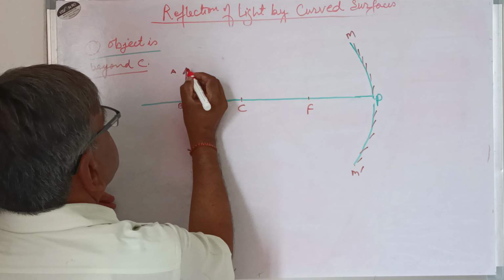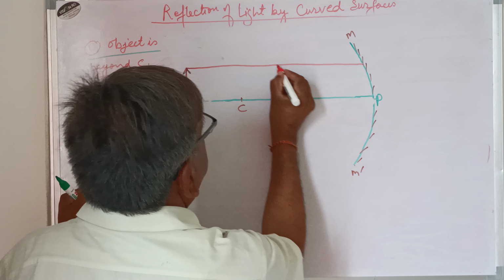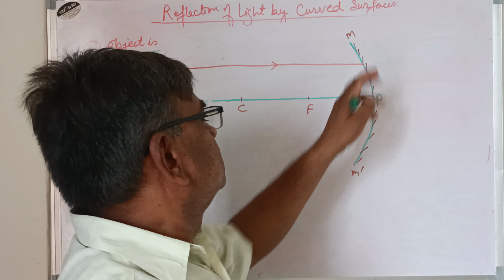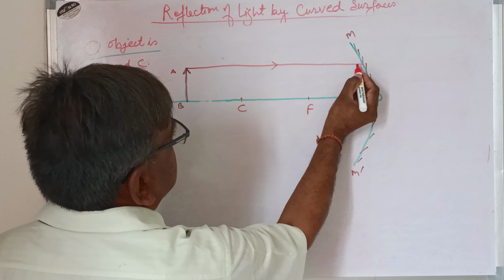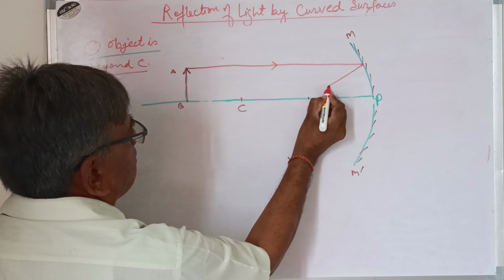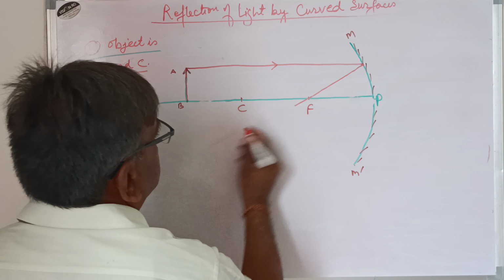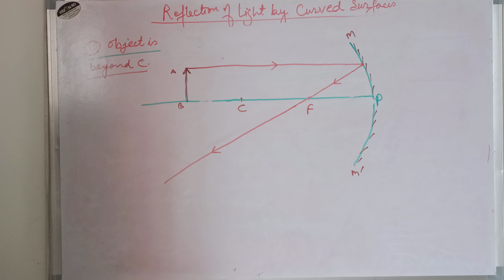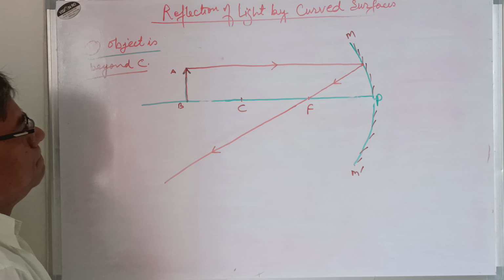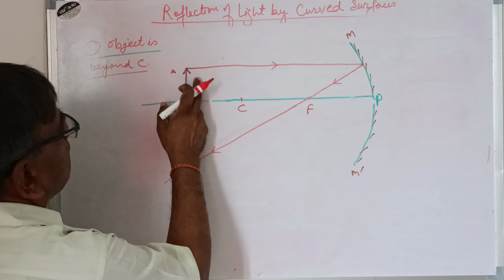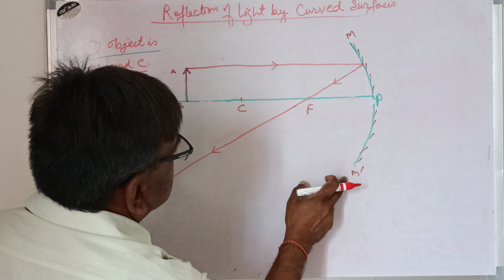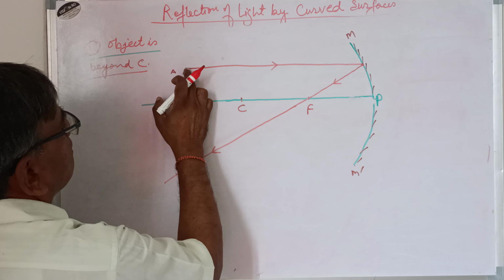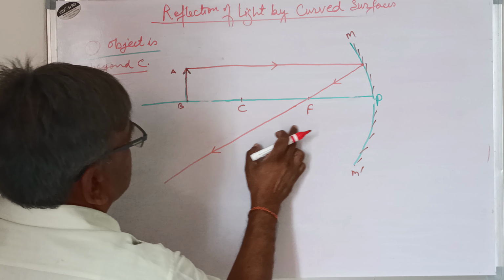Now start the ray, the incident ray from point A of the head of the object goes and strikes the mirror here. It is parallel to the principal axis, so it will follow this path, it passes from focus. Now you take another ray which may pass from here, which will go back on the same path because the ray will strike the mirror normally, or you can take another ray which passes from the focus and becomes parallel.